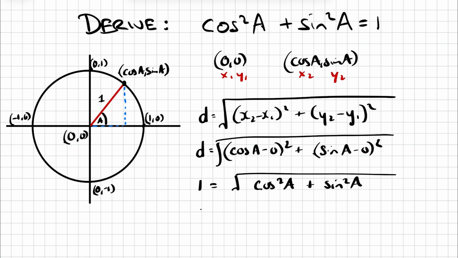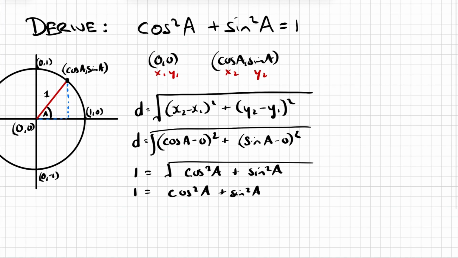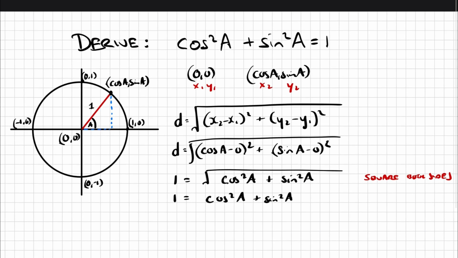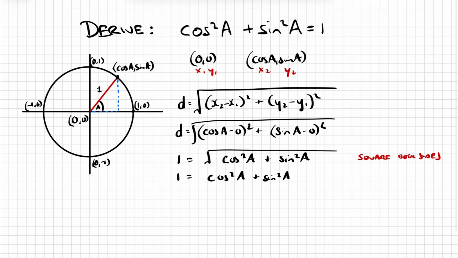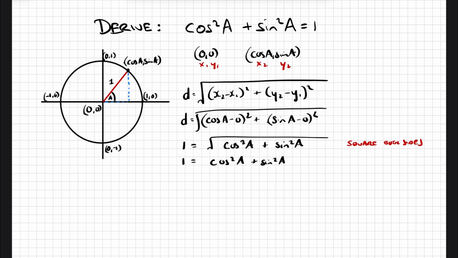Finally, I'm going to square both sides, so I get 1 equals cos squared A plus sine squared A. We can make a little note here of what we did there, just say square both sides. And that's it for our derivation of cos squared A plus sine squared A equals 1.